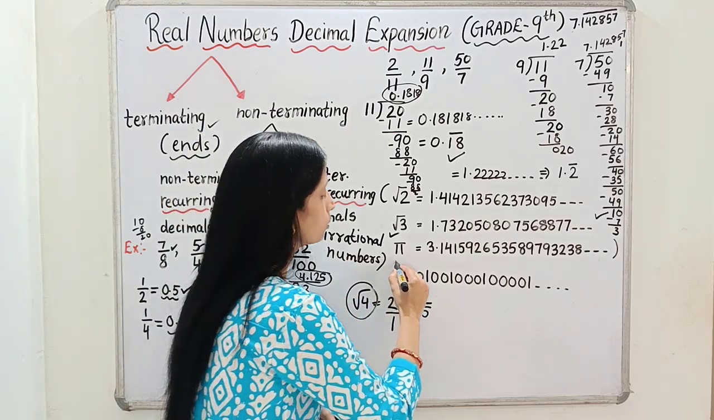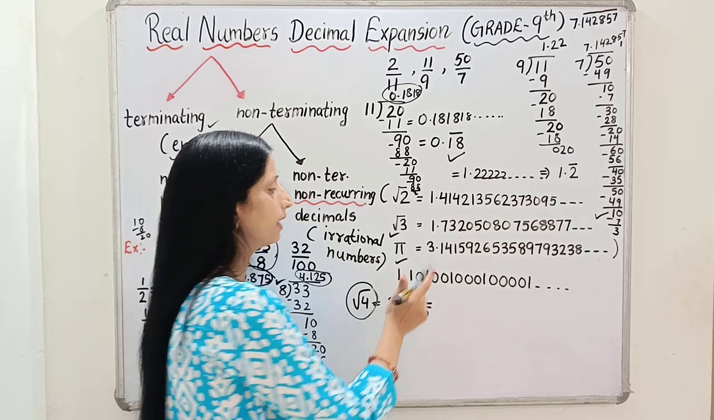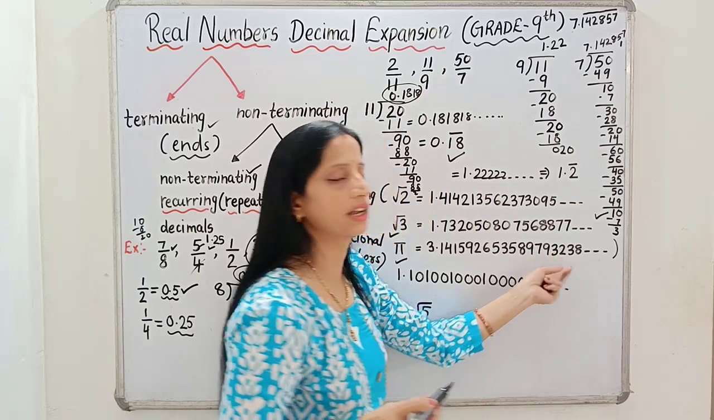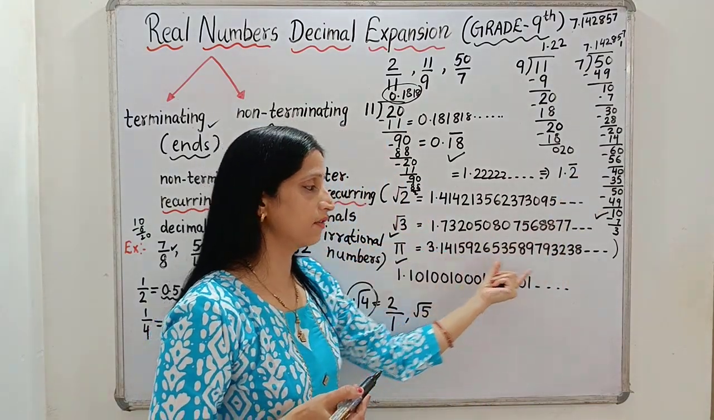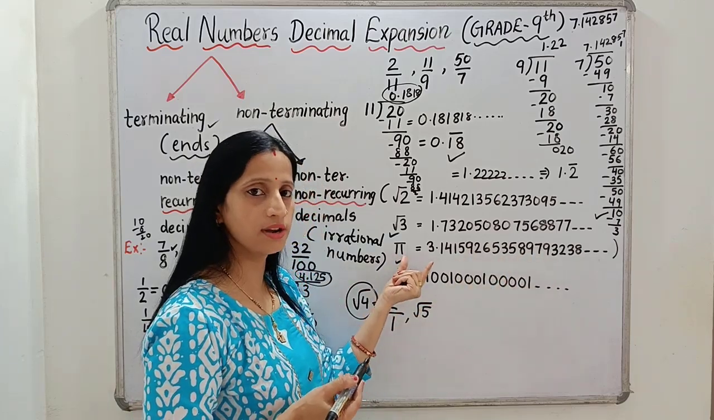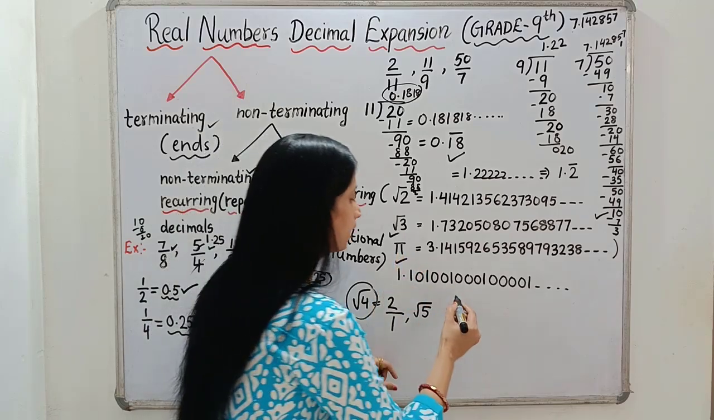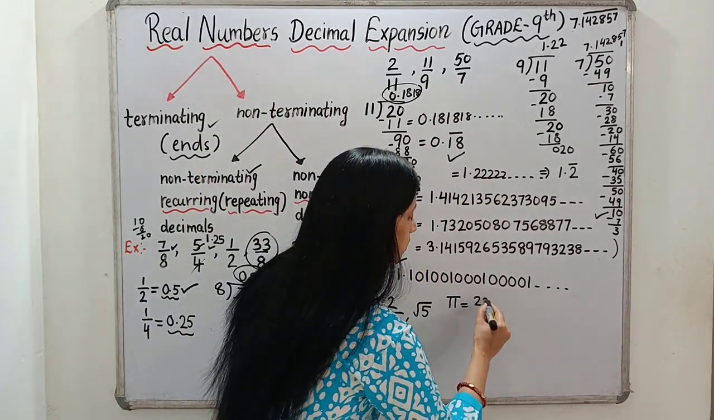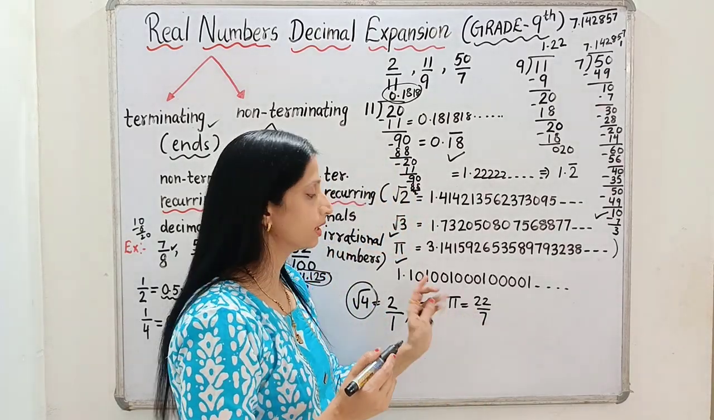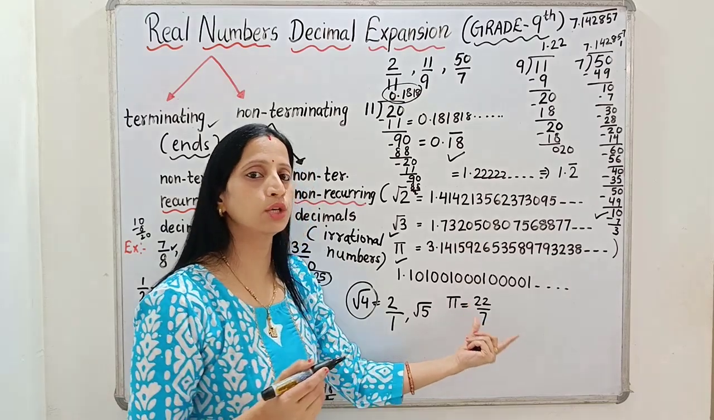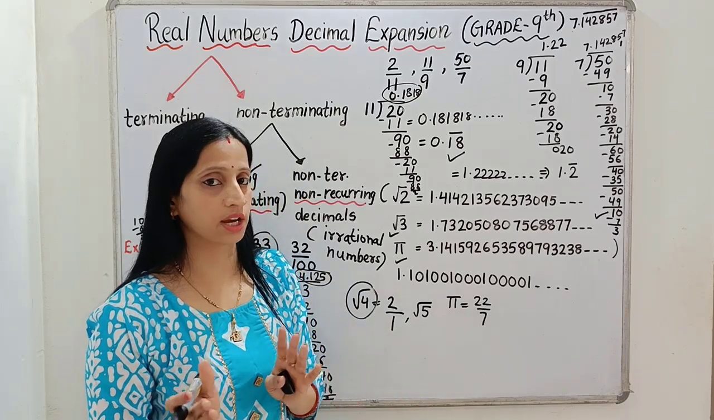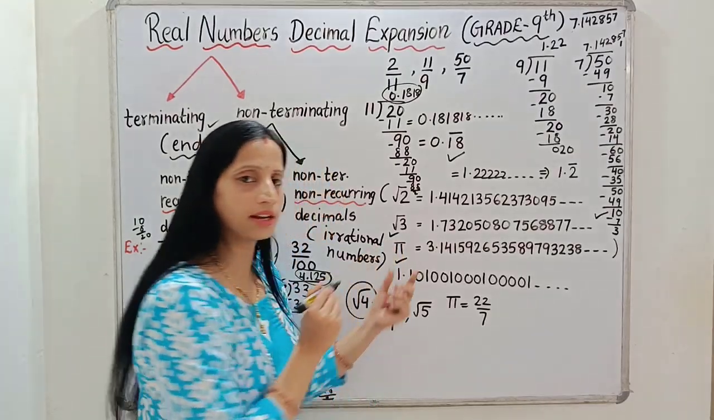Even pi is an irrational number. The value of pi is 3.14159265358979 and so on. It is never ending and non-repeating also. Hence pi is an irrational number. But sometimes the value of pi is taken as 22 by 7, which is not exactly 22 by 7. The value of pi is not 22 by 7. But if it is asked whether 22 by 7 is rational or irrational, you need to check, because it is clear pi is an irrational number.